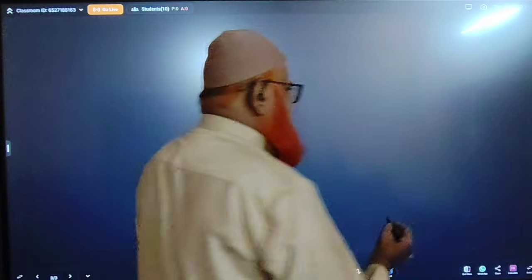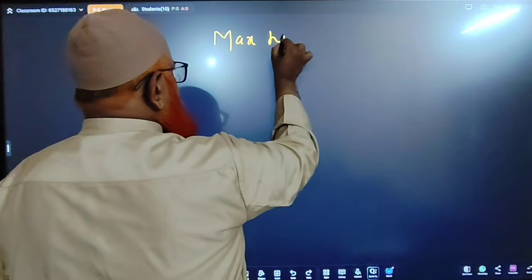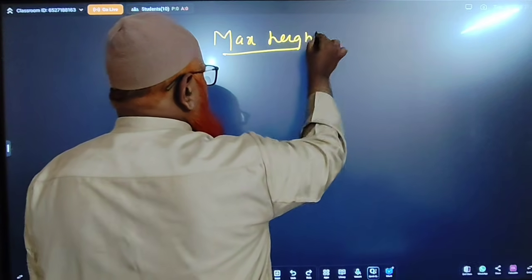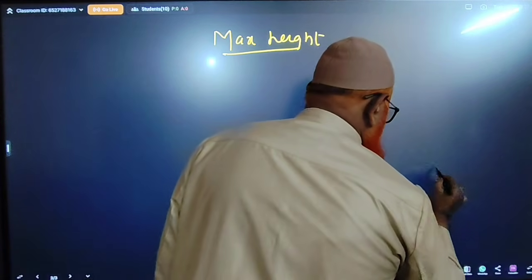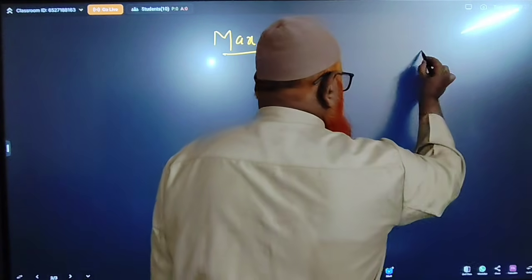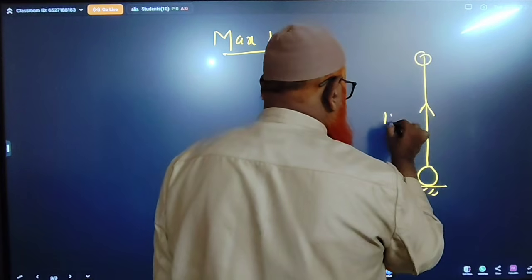Okay? So not just here, I am going to talk about maximum height. Okay, so what is the maximum height here? If you throw a body from the bottommost point, how to find out the maximum height?